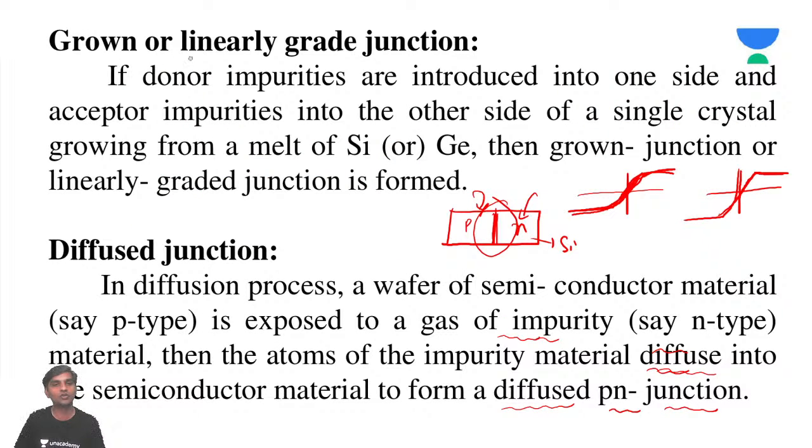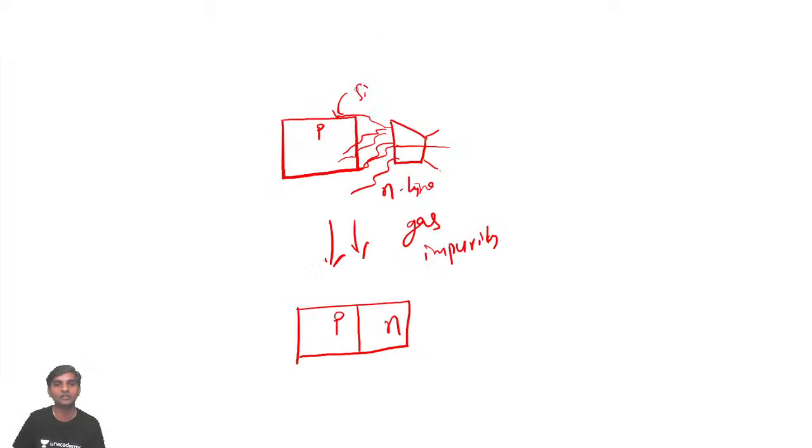And we have seen the grown or linearly graded junction. In this case, what do we do, sir? We consider one silicon or germanium semiconductor, and on one side of the semiconductor we pour acceptors and on the other side we pour donors. So again there exists a junction. So how do we make a diffused junction? Diffused junction is very simple. You take one semiconductor material, which is now n-type, and a gas impurity is blown onto it. Now what happens, sir? These impurities will be diffused into it, and you will find a p-type and n-type region, and a PN junction is formed.